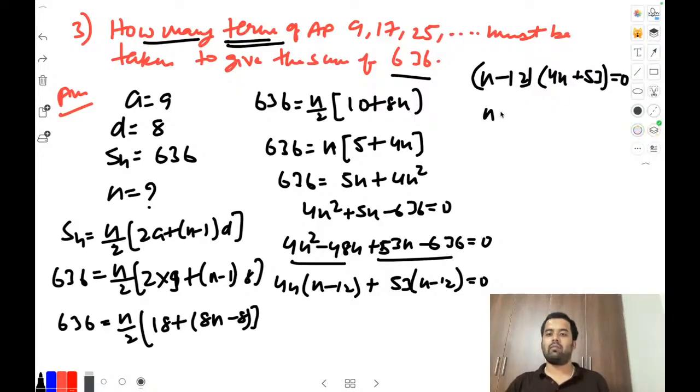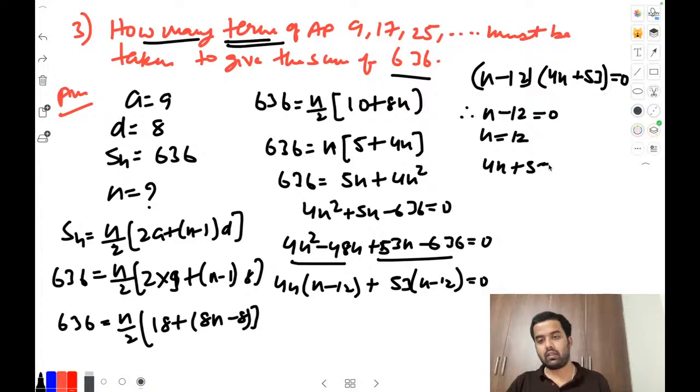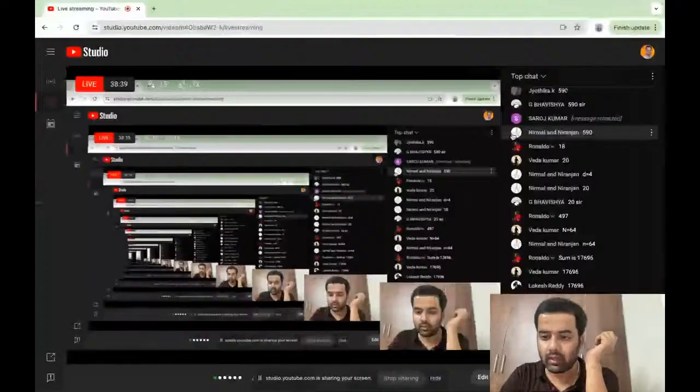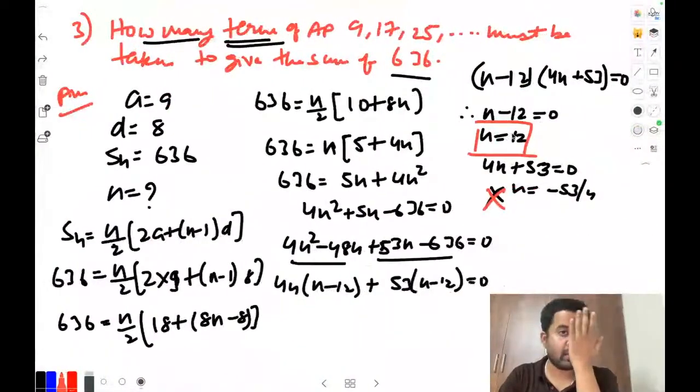Now, first will become what? N minus 12 equal to 0. Therefore, n value become 12. Second one is 4n plus 53 equal to 0. N value become minus 53 by 4. As we know, the n value should not be negative, so this one you can't take. So which one will be the answer? This one will be the answer. I hope this will be clear now. N value 12.